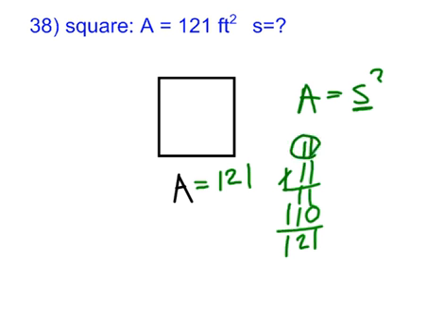And so our side length is going to be 11. So this is 11, this is 11, this is 11, this is 11. And what is the label? Feet. So this should be feet. And this is our solution.